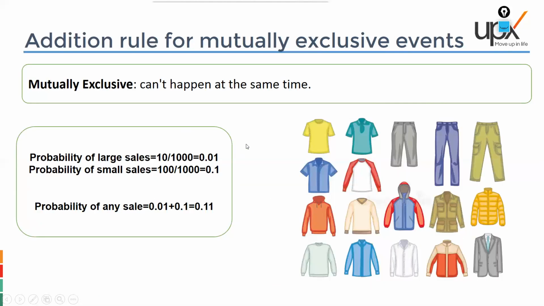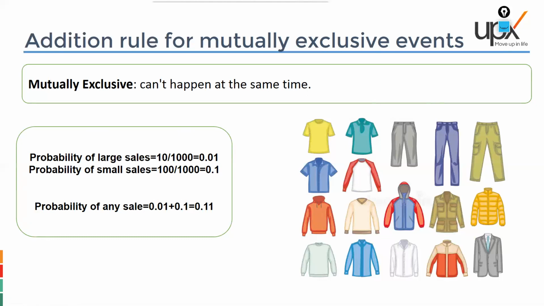But generally, when you're buying a shirt for yourself, you don't buy both a large size t-shirt and a small size t-shirt, isn't it? Right? So that's the reason why they are mutually exclusive. Again, simple difference. Mutually exclusive events cannot happen at the same time, right?